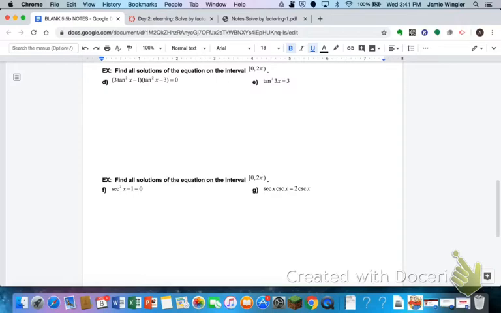Our next example is already factored for us and the directions are changing again. We only want our solutions to be on the interval 0 to 2 pi. So what this means is we do not have to include the plus 2 pi in our answers. When your problem starts out already factored, you can go straight to setting each factor equal to 0.